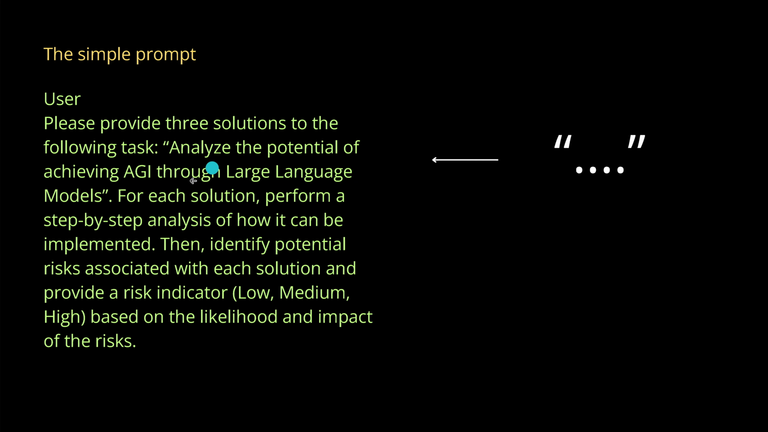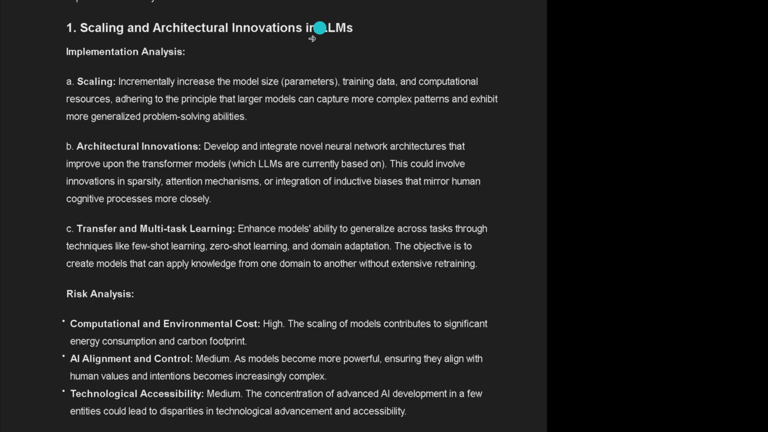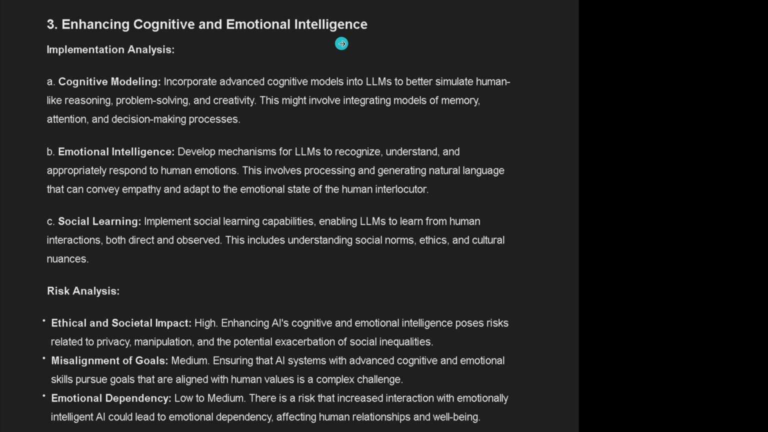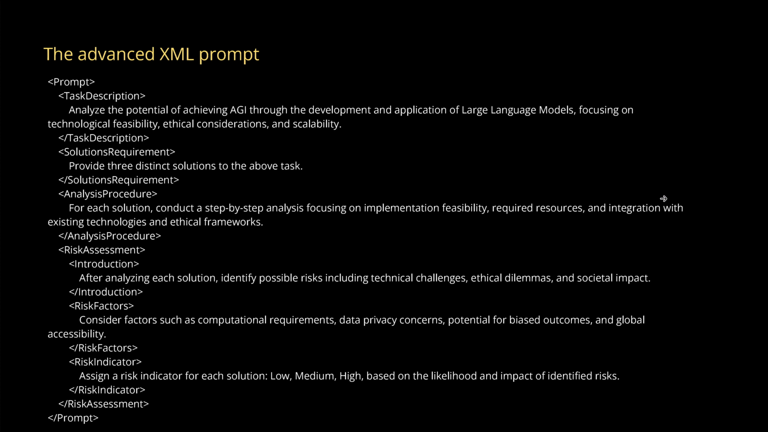I was asked, hey, if I have different characters, what if I have here, instead of a parenthesis, some quotation marks? Let's do it. Let's just find it out. Hey, now we have architectural innovation. 1, 2, embodied cognition. 3, emotional intelligence integrated in our LLM. But of course, you are waiting here for the advanced XML prompt.